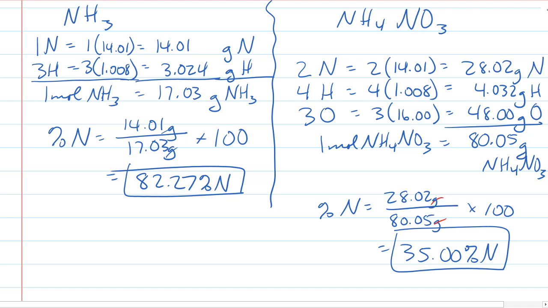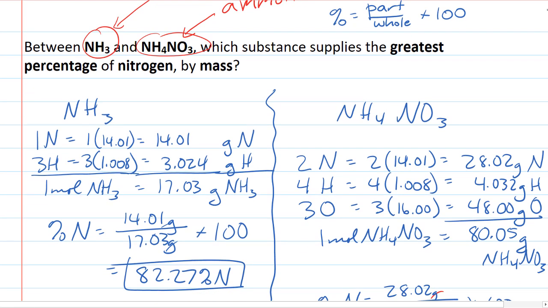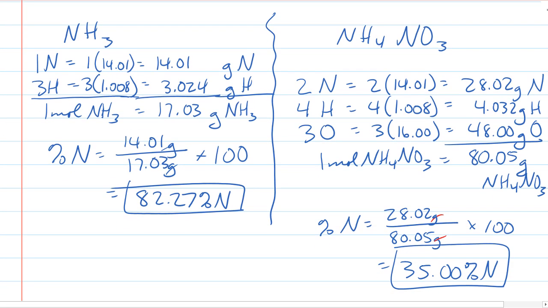And so setup would look something like this. So now if we went back and had to re-answer our question, between ammonia and ammonium nitrate, which substance supplies the greatest percentage of nitrogen by mass? The correct answer is going to be ammonia. Exactly. And that's why you'll see most farmers will actually choose the application of ammonia rather than ammonium nitrate, because it is much more nitrogen per unit of mass than the ammonium nitrate.